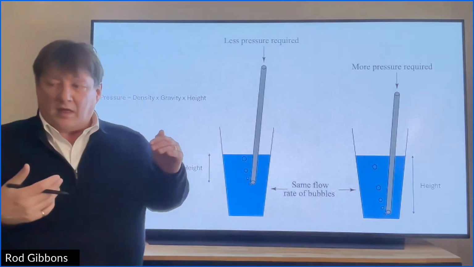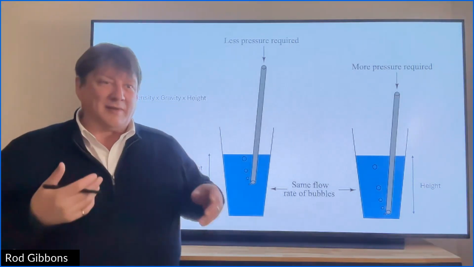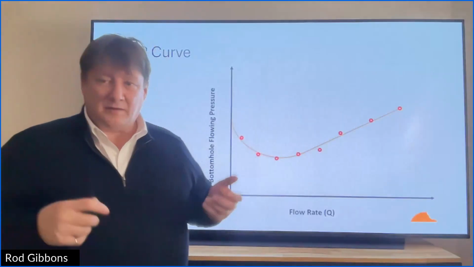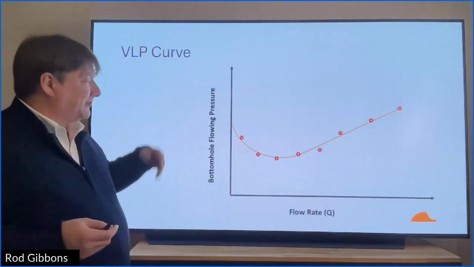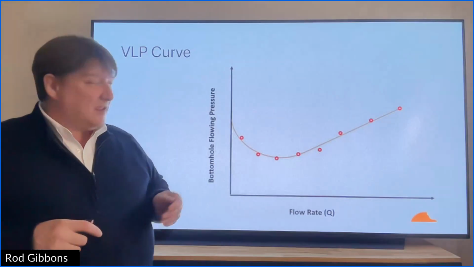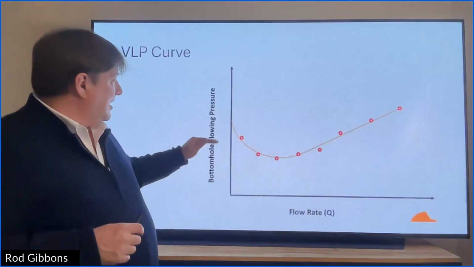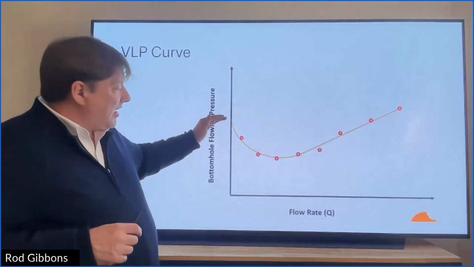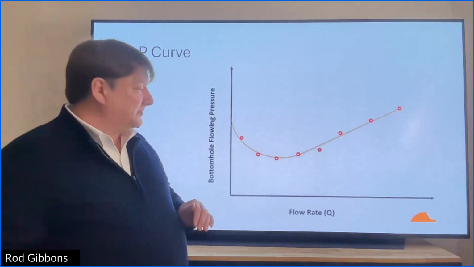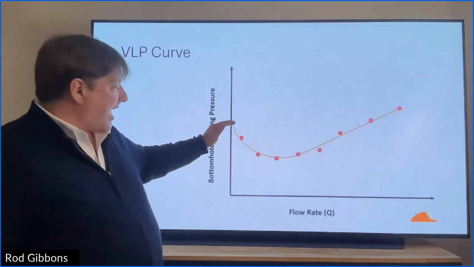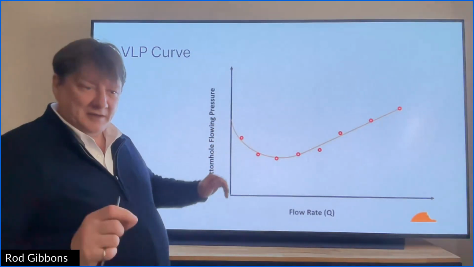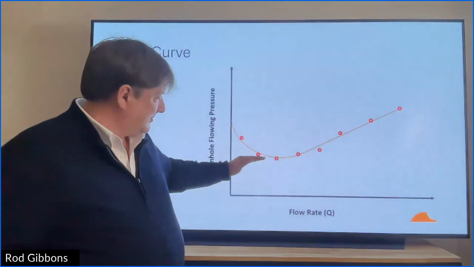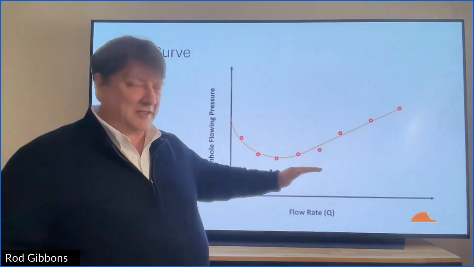So that really, using that formula, we can draw this vertical lift profile curve. And what this is, if I take my pressure at the bottom of the well and I start to drop it, dropping that pressure, my flow rate is going to increase. Going this way, flow rate's increasing.